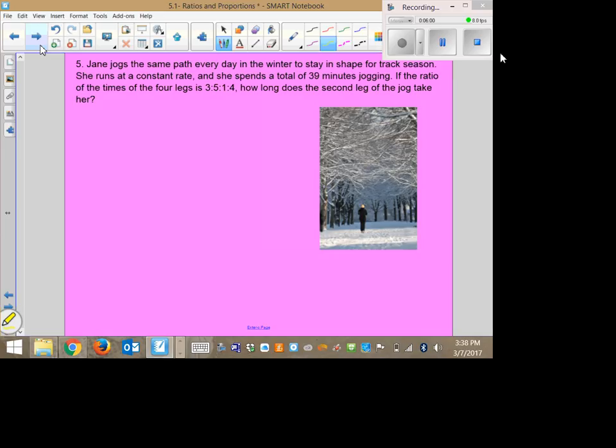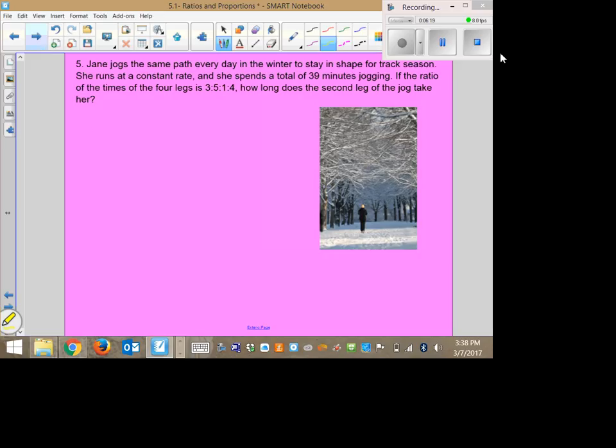All right, so Jane jogs the same path every day in the winter to stay in shape for track season. She runs at a constant rate, and she spends a total of 39 minutes jogging. If the ratio of the times of the 4 legs is 3, 5, 1, 4, how long does the second leg of the jog take her?